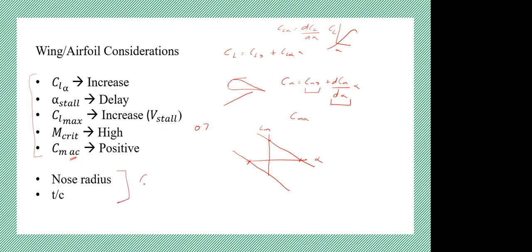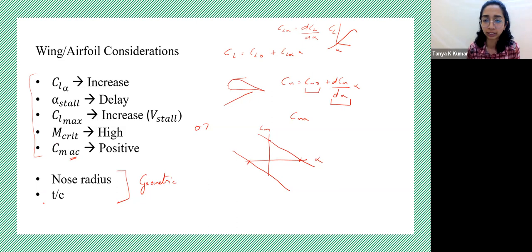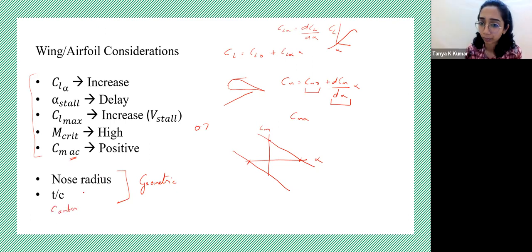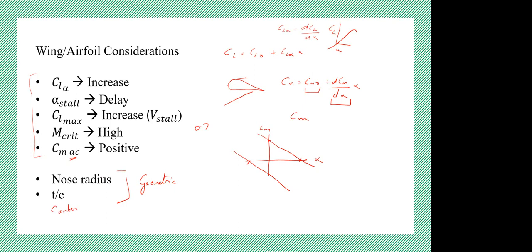This is geometric. Any other quantities that you can think of? Camber. Camber, yes. What is camber? We can say that it is thickness, or we can say the mean camber line is up of the chord line, not along the chord line.